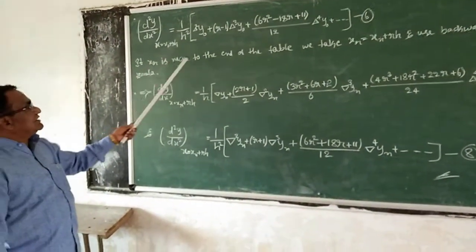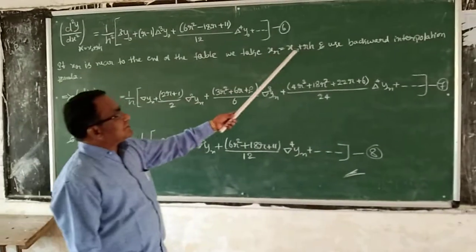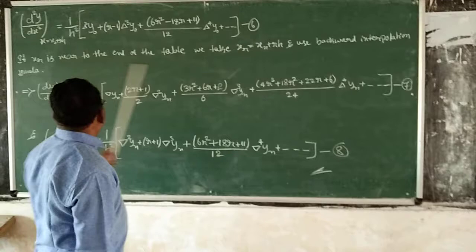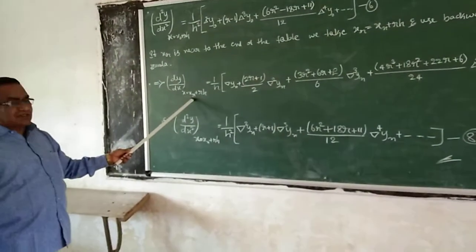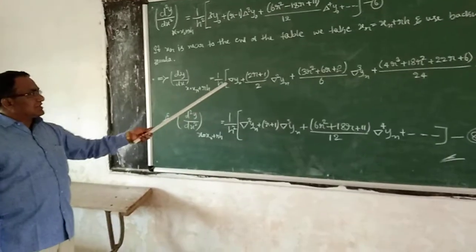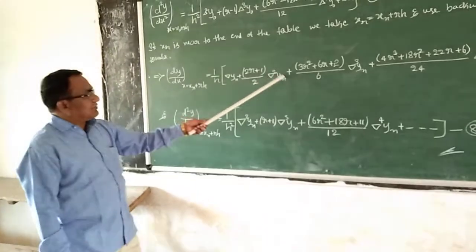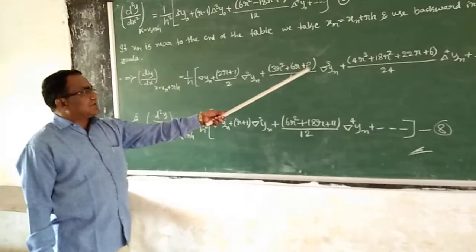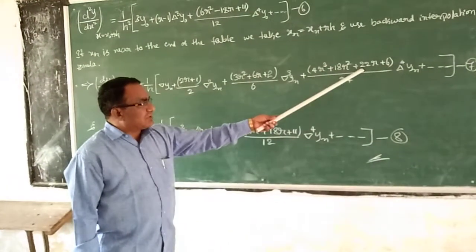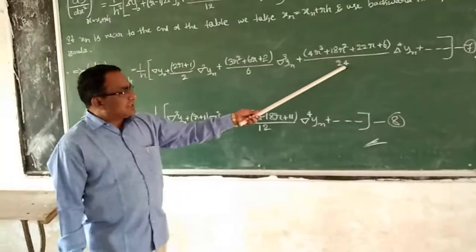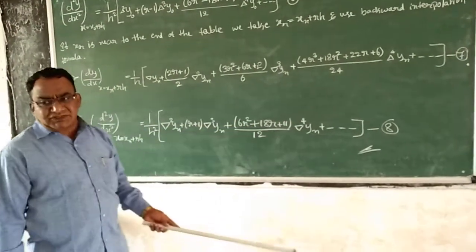Suppose xr is near the end of the table, we take xr is equal to xn plus rh and use the backward interpolation formula here. In that case, dy by dx at x is equal to xn plus rh is equal to 1 over h into del yn plus (2r plus 1) by 2 into del squared yn plus (3r squared plus 6r plus 2) by 6 into del cube yn plus (4r cube plus 18r squared plus 22r plus 6) divided by 24 into del to the power 4 yn plus and so on. This is the seventh formula.